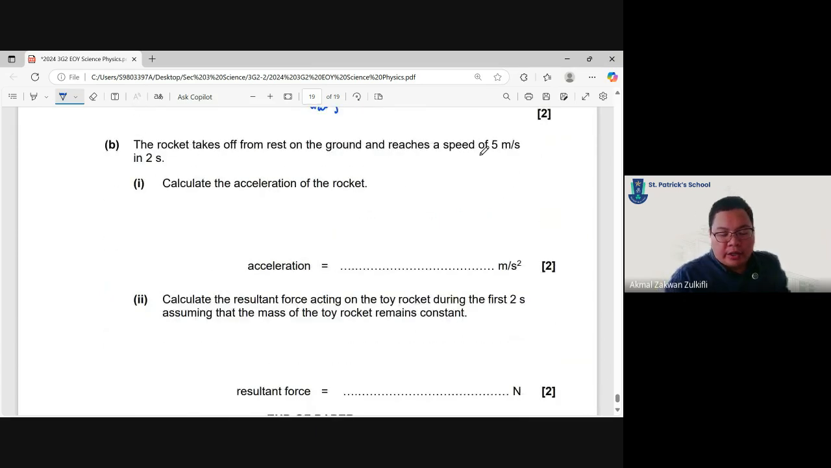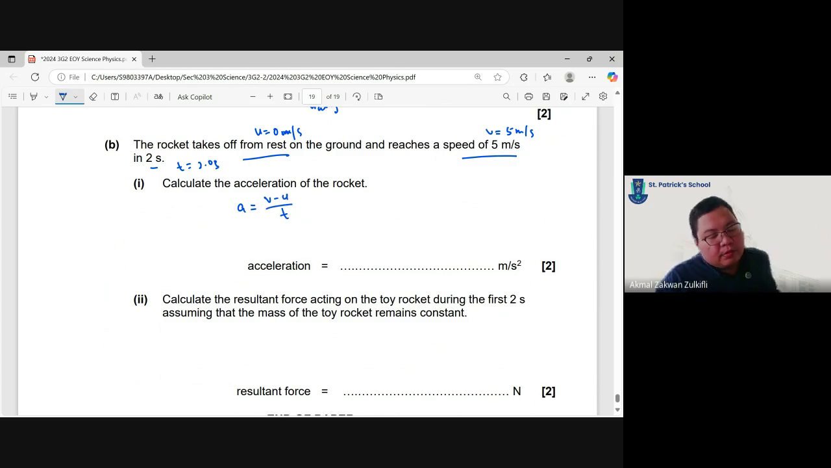The rocket takes off from rest. So the initial speed is 0 meters per second, u equals 0, and reaches a speed of 5 meters per second. So this v, final speed, is 5 meters per second in 2 seconds, t equals 2.0 seconds. So calculate the acceleration. Just nice. a equals v minus u over t.